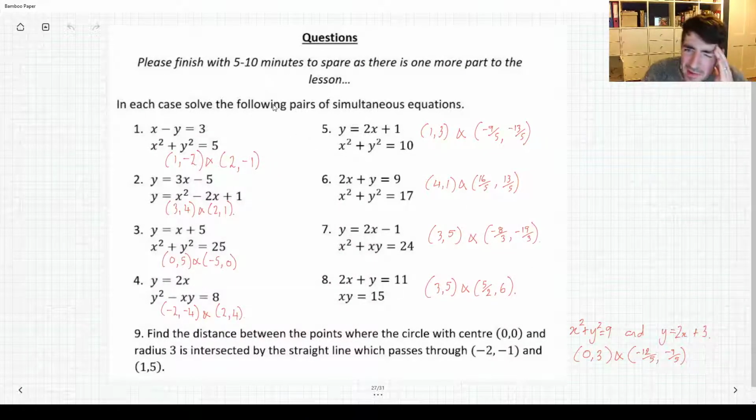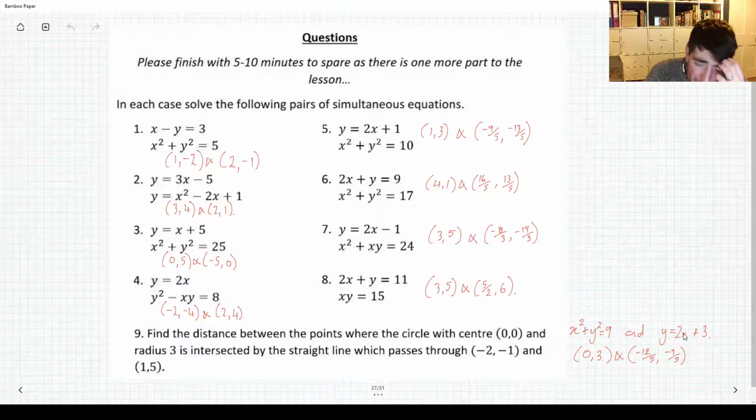Okay, and here's the answers. You can just pause this video and read them all off. There wasn't really anything too crazy with them. With question 9, the circle is x squared plus y squared equals 9, and the straight line has gradient 2 and y-intercept 3. So y equals 2x plus 3, and then you could solve it in the same way, giving these 2 points.